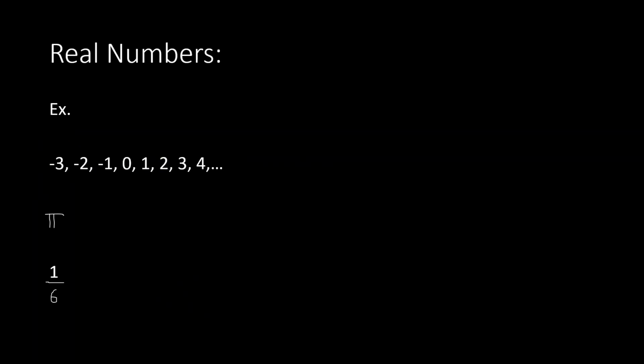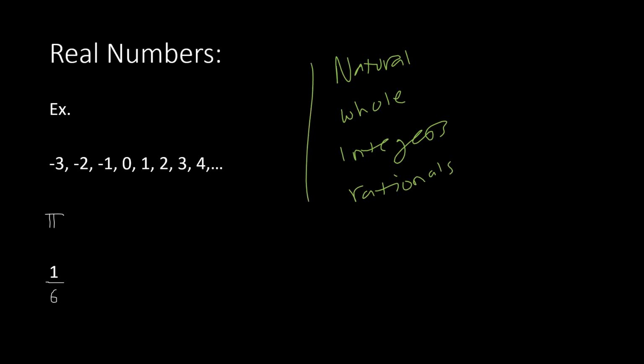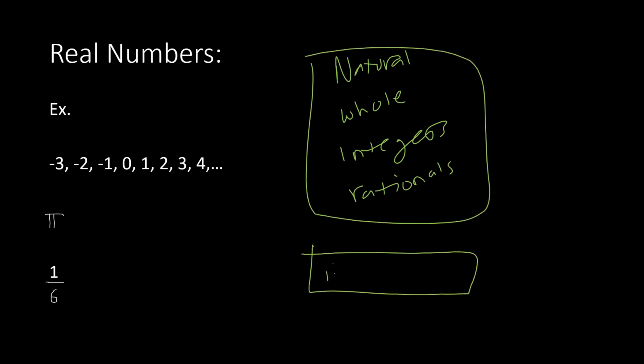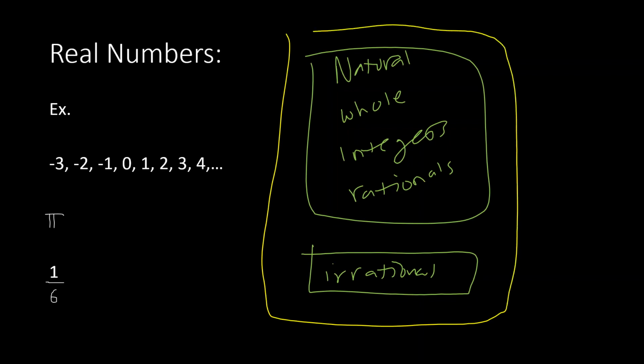So everything that we've talked about, the natural numbers, the whole numbers, the integers, the rational numbers, they're all in a group. But there's also another group with the irrational numbers, since they don't contain the whole numbers, the natural numbers, etc. But every single one of these numbers is inside the real number box.